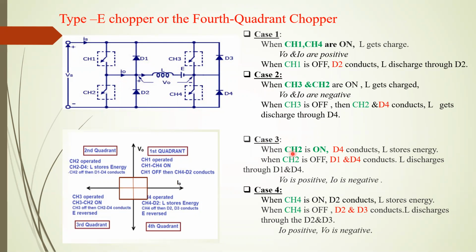Next, in the case 3, when chopper 2 is on, the D4 conducts. This is one of the modes of operation. When chopper 2 is on, D4 conducts and L stores energy. When chopper 2 is off, D1 and D4 conduct, and L discharges through D1 and D4. V0 is positive and I0 is negative.